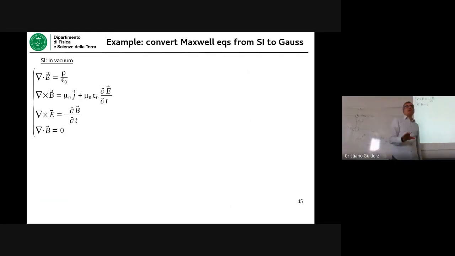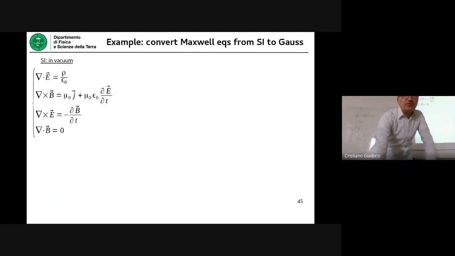Let's make a practical example. Let's suppose we start from Maxwell's equations, probably in the form that is most familiar to you, the international system. Let's set ourselves this task: we want to derive Maxwell's equations in the Gaussian system, which I'll be using several times. So let's apply the rules.